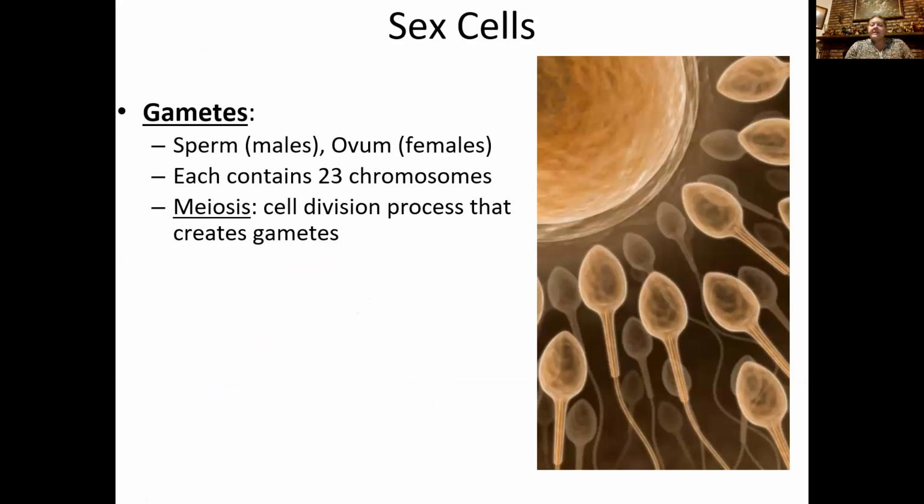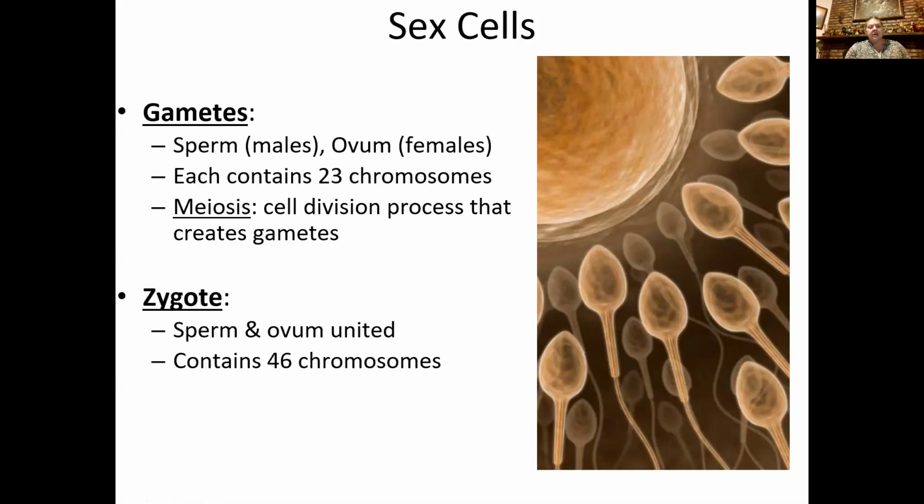So gametes, once again, are our sex cells. They are the sperm and the ovum, and the ovum, once again, are the eggs. Each contains 23 chromosomes. I said this a bunch of times. That could be important. You may need to know that. If I'm saying stuff over and over again, you probably need to know it. And then meiosis is the name of the cell division process that creates the gametes.